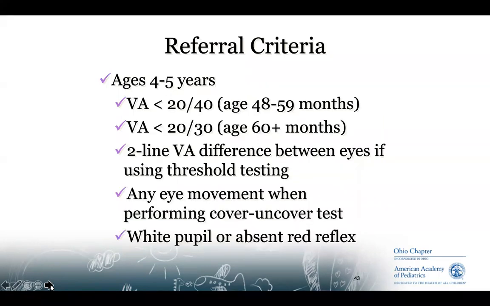As kids reach 4 years of age, up to 5 years of age, if their visual acuity is less than 20/40, up to 59 months, and then if their visual acuity is less than 20/30, age 60 months or beyond. If you are doing threshold testing and you have a 2-line visual acuity difference between both eyes, you should consider referring. Also any eye movement when performing the cover-uncover test, and again, if you see a white pupil or an absent red reflex.